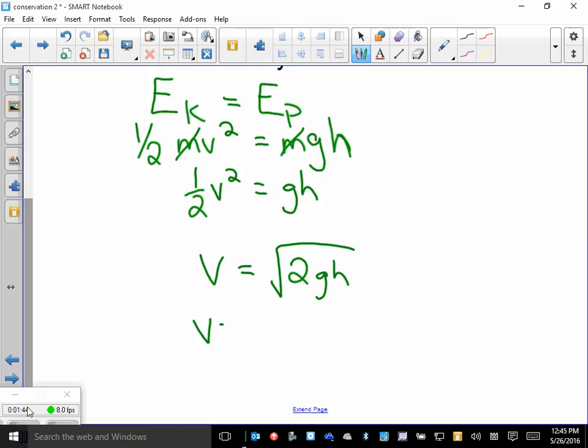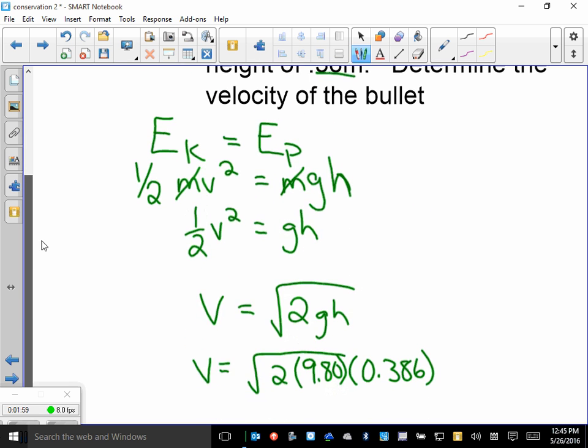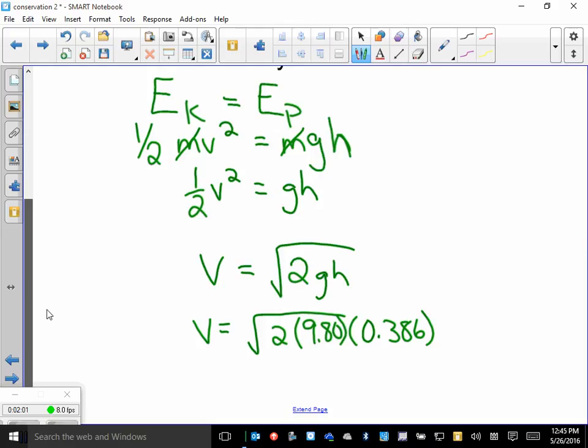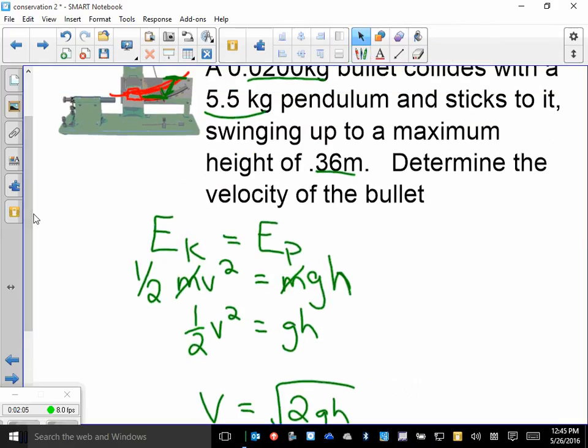So now we're just putting in the values that we know. 2, the acceleration due to gravity is 9.80, the height is 0.386. That was from the question. 0.36. I didn't type my question right. That's my problem. The example I have in front of me is 0.386.